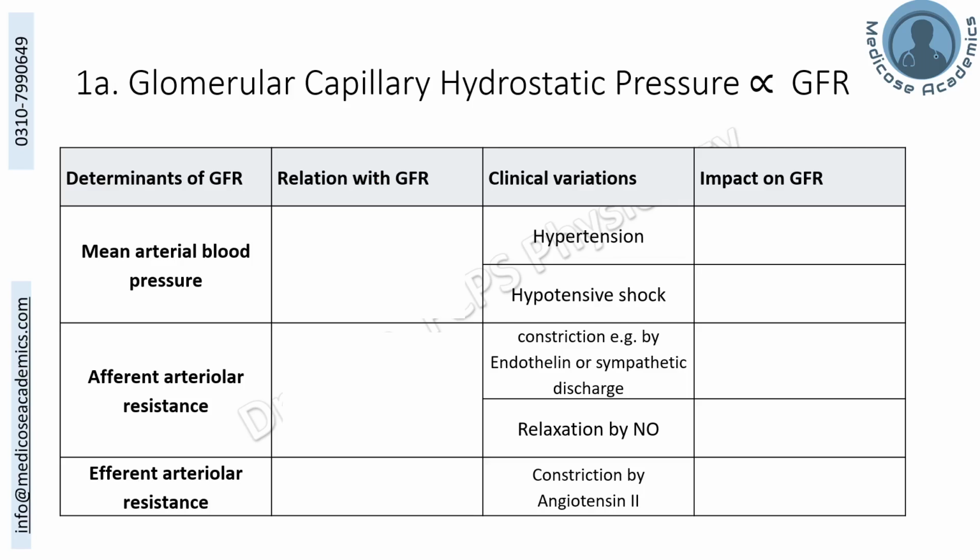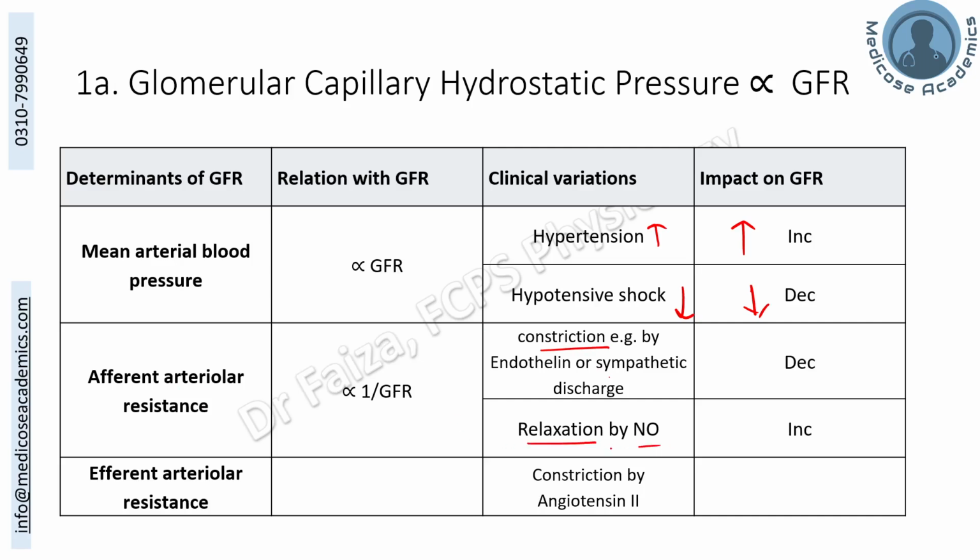Then come the different examples. Mean arterial blood pressure, for example, increases in hypertension, GFR increases. Decreases in hypotensive shock, GFR decreases. Afferent arteriolar resistance increases by constriction, for example, sympathetic discharge, GFR will decrease. If it is relaxed by nitric oxide, GFR will increase because of more blood flowing into the glomerular capillaries. Efferent arteriolar resistance, if increased, for example, by angiotensin 2, GFR will increase.